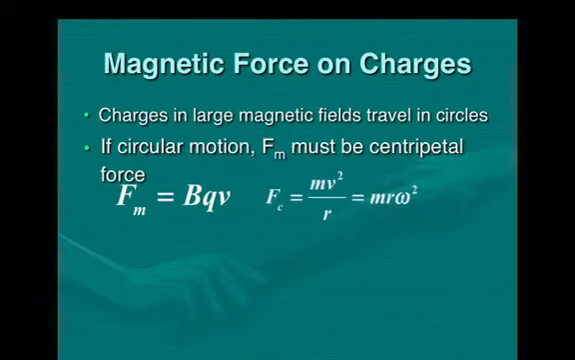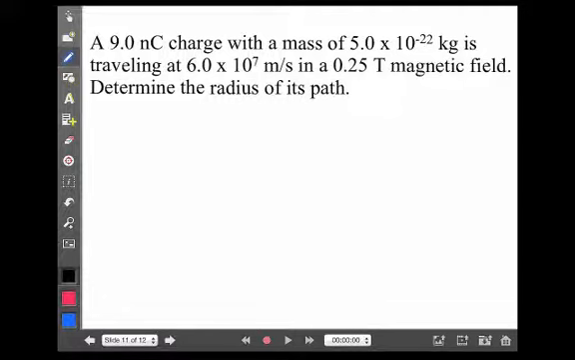Now we have these two equations for magnetic force, BQV, and if we remember, centripetal force was mv squared over r if we have a linear velocity, and m r omega squared if we have the angular velocity. So let's look at an example problem in this situation. I have a 9 nanocoulomb charge with a mass of 5 times 10 to the minus 22 kilograms, traveling at 6 times 10 to the 7th meters per second in a 0.25 Tesla magnetic field, and I want to determine the radius of its path.